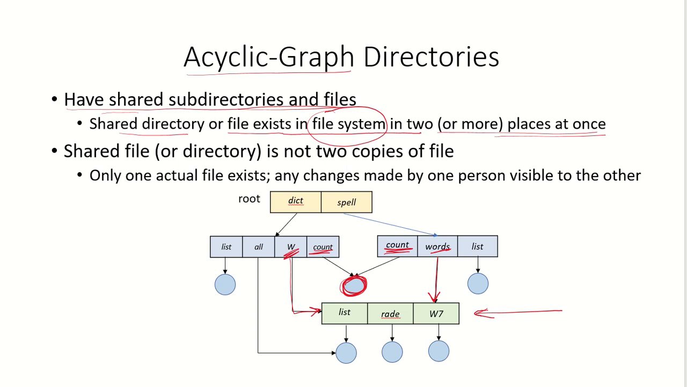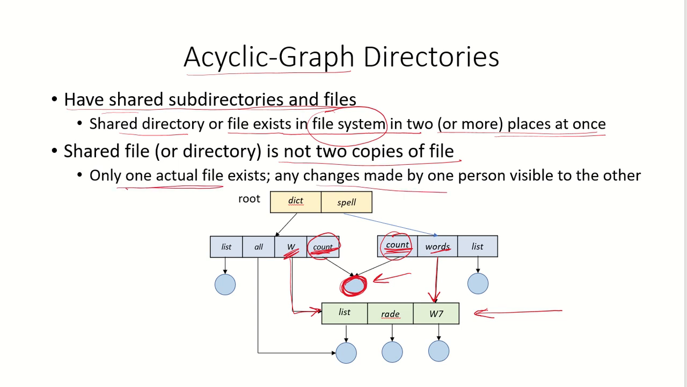Though the entry for that file or subdirectory exists in two or more places, it is not two copies of the file. It is the same file or same subdirectory. Like for this example, it is one file only, though its entry is at two places. So there is only one actual file which exists.